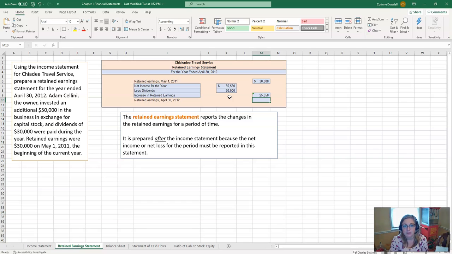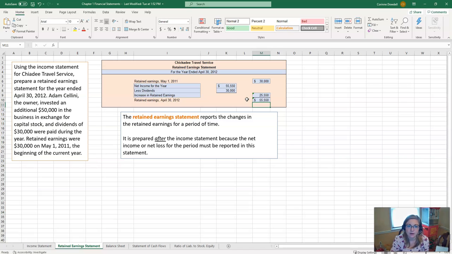And we find that we have an increase in retained earnings of $25,550. And then to calculate retained earnings for this year, we simply take last year's retained earnings and we add this year's increase in. Because remember, retained earnings just kind of builds on each other, the company's value, what it's worth. And we find that our retained earnings for April 30th, 2012 is $55,550.